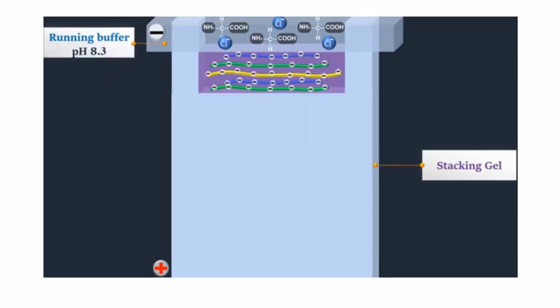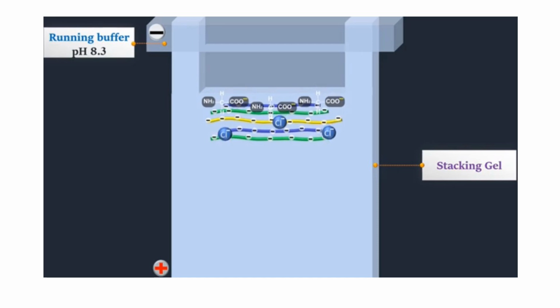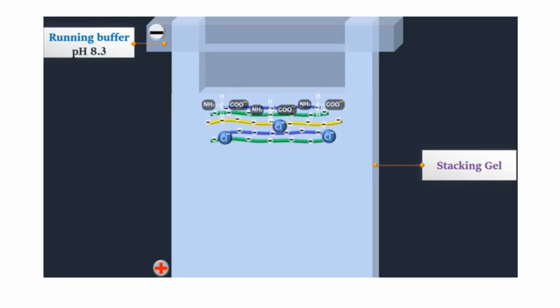The running buffer pH is equal to 8.3, which is above the pHi of glycine. So, at this pH, glycine is negatively charged. Once the electric current is applied, proteins, chloride ions, and glycine are forced to enter the stacking gel, where the pH is equal to 6.8. At this pH, glycine switches predominantly to the zwitterionic, neutrally charged state.